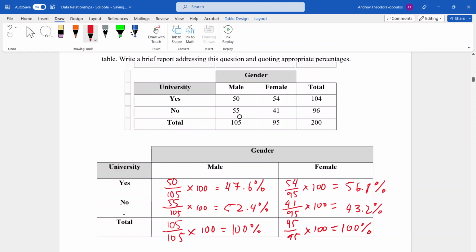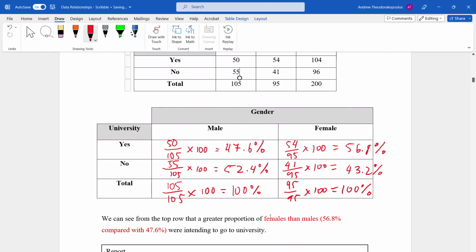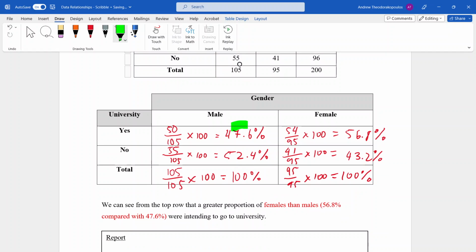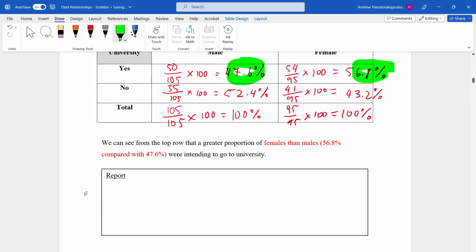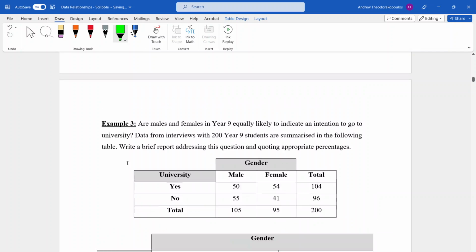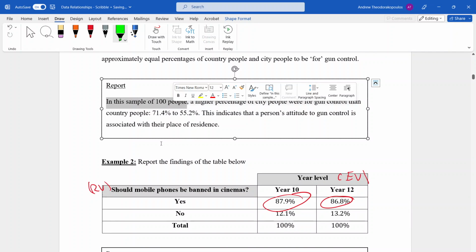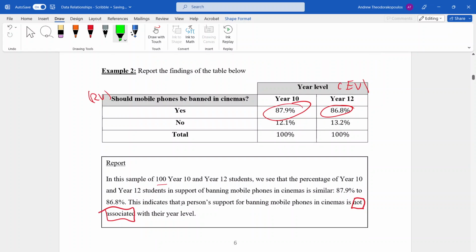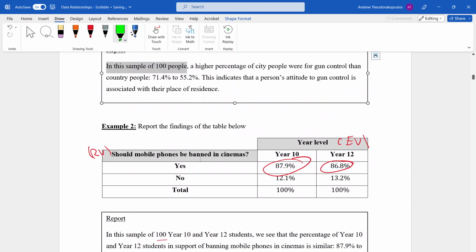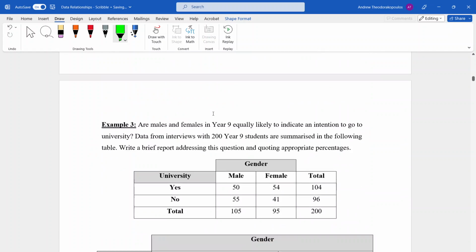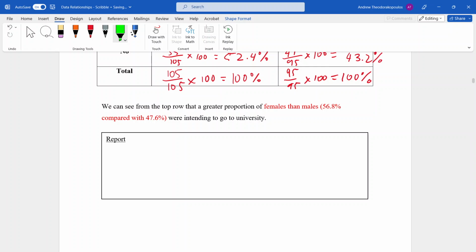Okay, so now we can see from the top row that a greater proportion of females than males were intending to go to university. So there is a difference between these two numbers. So what we're going to do is write a report, similar to the format of these reports up here: talk about how many people there are, what the two categories are, and then talk about the top row.